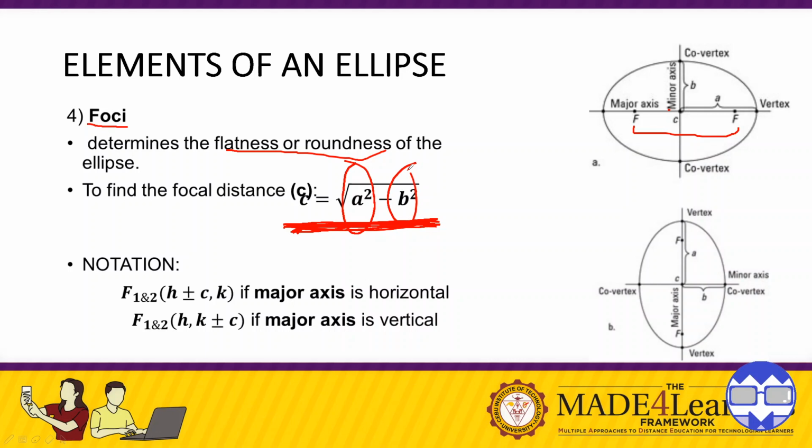Okay, so after getting the focal distance, we can now get the focus or the two foci. For F1 and F2, we have (h plus minus c, k) if the major axis is horizontal. Just take note that if it's horizontal, it means you're adding at the horizontal part of the point. We're starting with h and k at our center. So if the major axis is horizontal, we will add at h. If the major axis is vertical, we will add at k. So we simply add or subtract c from k, as long as the major axis is vertical, because the movement is vertical.